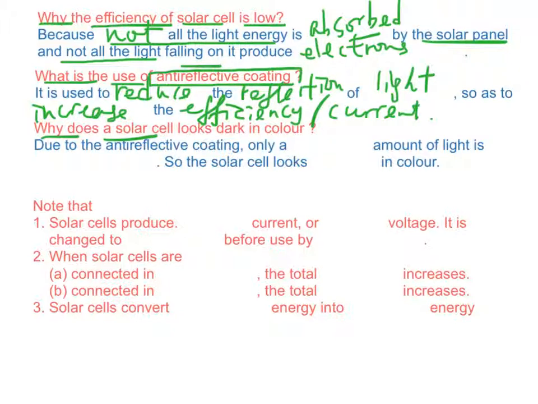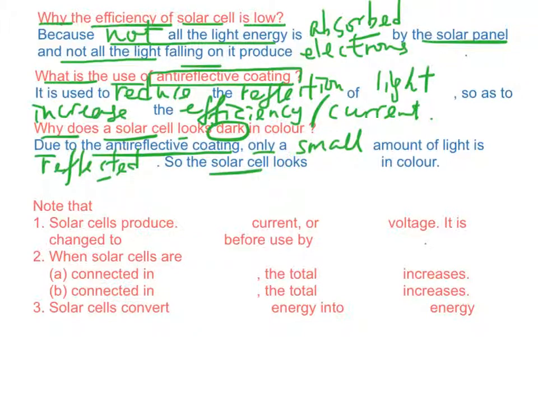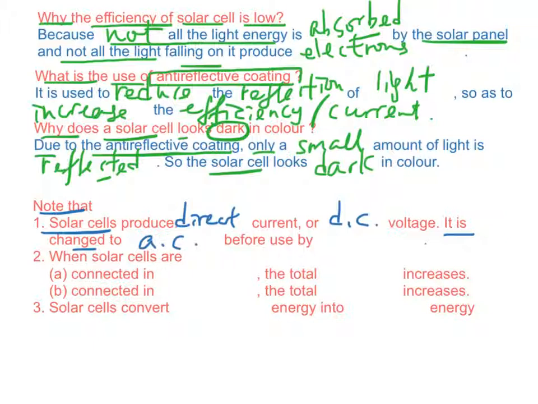Why does a solar cell look dark in color? Due to the anti-reflective coating. Only a small amount of light is reflected, so the solar cell looks dark in color. Note that solar cells produce direct current or DC voltage. It is changed to AC before use by the domestics by using an inverter.